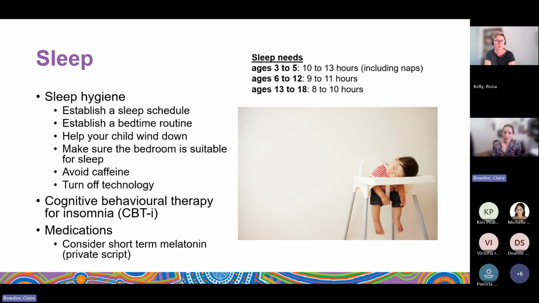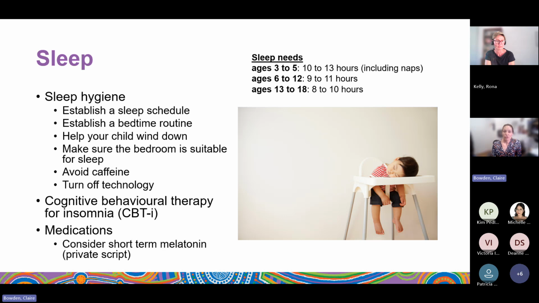But if that is something the family wanted to explore with an older child, they may well be eligible for a mental health care plan to access that. There isn't any at the moment, as far as I know, publicly available CBTI, and so it would be private, which is obviously a barrier for some people.